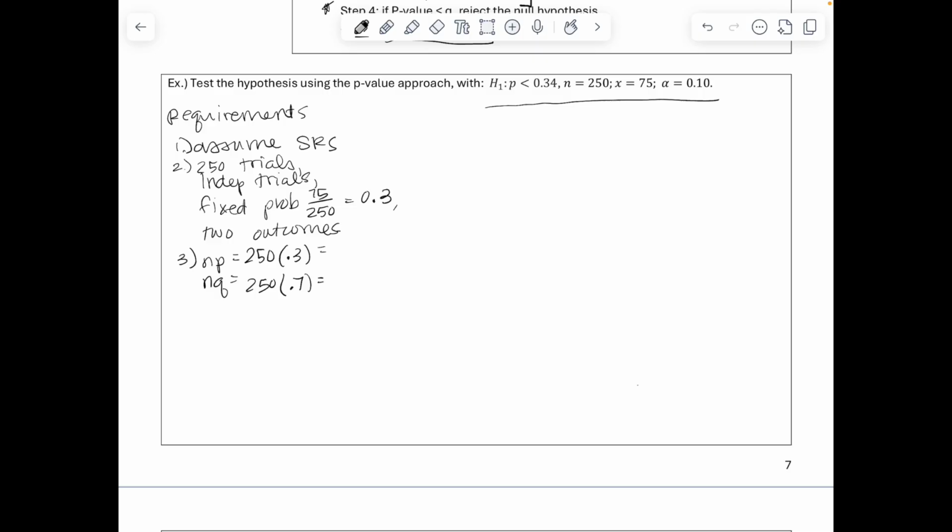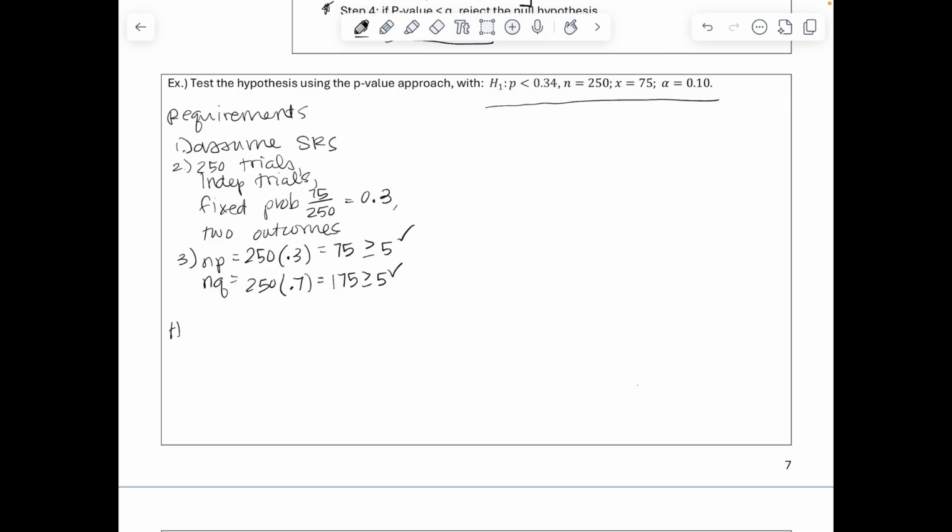Working both of these out on your calculator, we get 75 for the first one, which is greater than or equal to 5, so check. And the second one, we get 175, which is also greater than or equal to 5, so check. So all the requirements have been met in order to test this proportion.